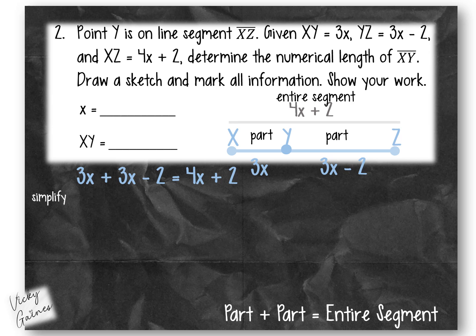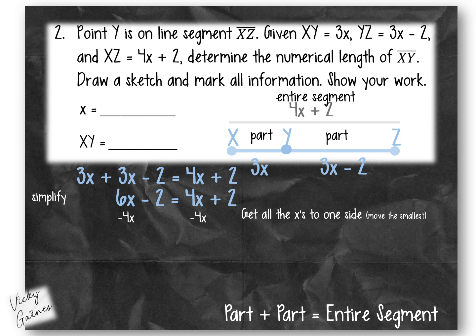We're going to need to simplify. So let's combine like terms on the left-hand side. 3x plus 3x is 6x, and just bring everybody else down. We need to get all the x's on one side, and the best thing to do is to move the smallest one, which happens to be 4x. So we're going to subtract 4x on both sides of the equation.